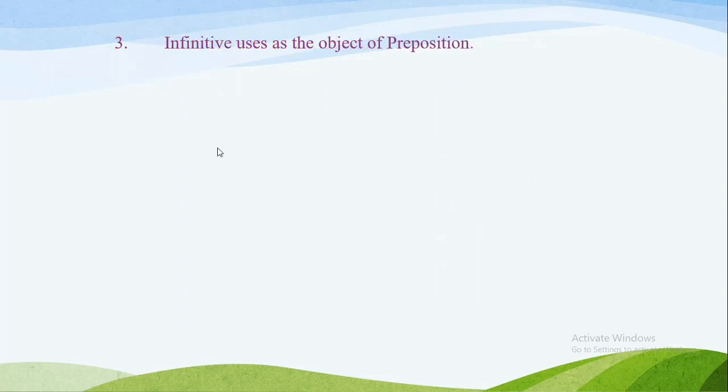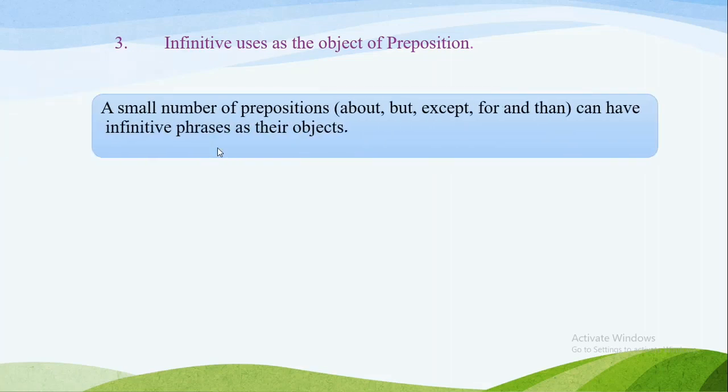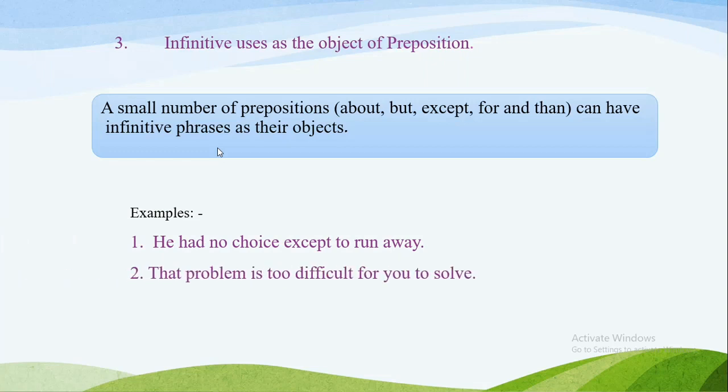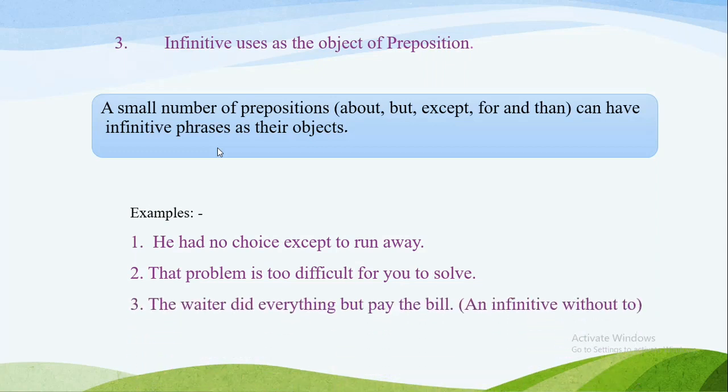Now, infinitive used as the object of a preposition. A small number of prepositions, about, but, except, for, and than, can have infinitive phrases as their objects. He had no choice except to run away. Second, that problem is too difficult for you to solve. Third, the waiter did everything but pay the bill. Here, an infinitive without to.